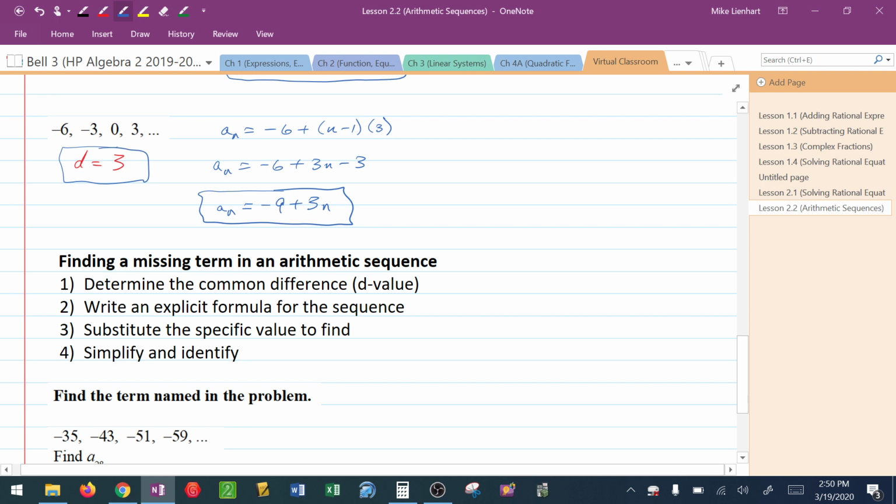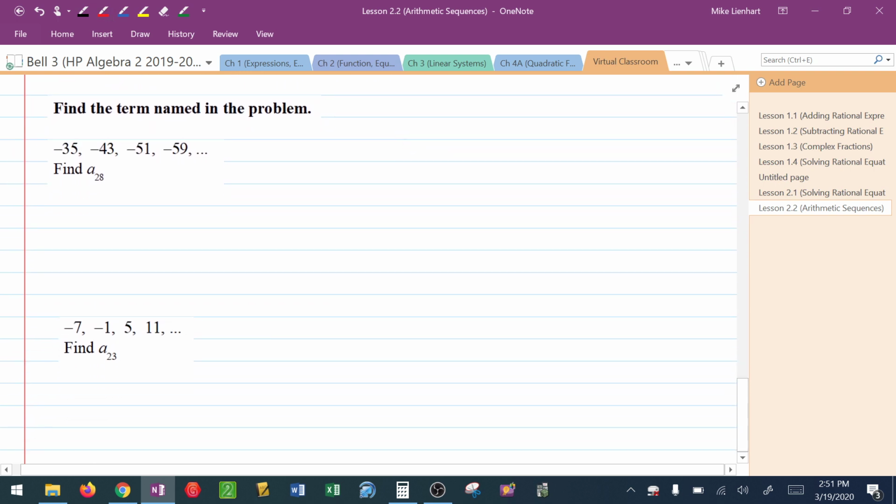All right, so this next thing, this is our last step. Our last objective for this is now we're going to use this same idea, but take it one step further. We're going to create this explicit formula after we find the common difference, and then we're going to substitute in a specific value to find. This specific value to find is our n. All right, and then we're going to simplify that and see what we end up with. So what this first question is saying right here is, in this sequence, what that a sub 28 right there means is, what is the 28th term?